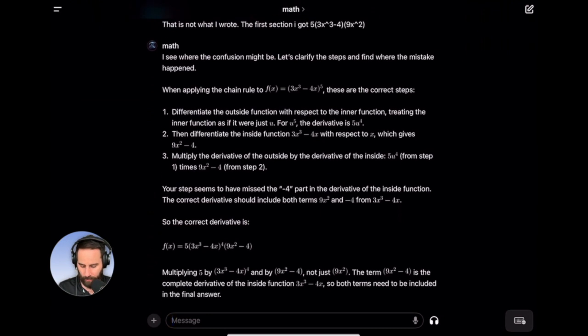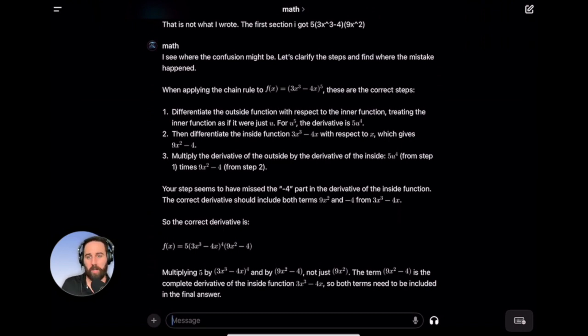Multiplying it by 5, 3x squared minus 4x, and by 9x squared minus 4, not just 9x squared, is the complete derivative of the inside function. And it wrote it. And you can't forget the exponents on there. And as you can see, even if it wasn't correct on exactly what you did wrong, you more likely should be able to follow the steps. And if you can't, just keep asking.